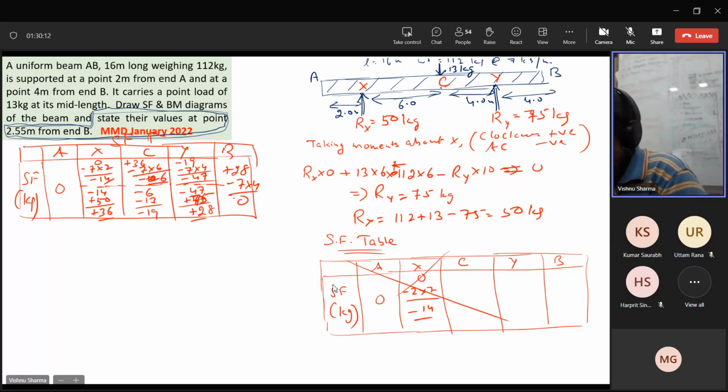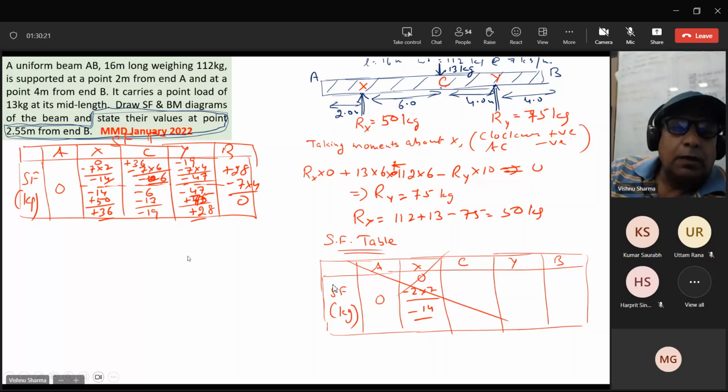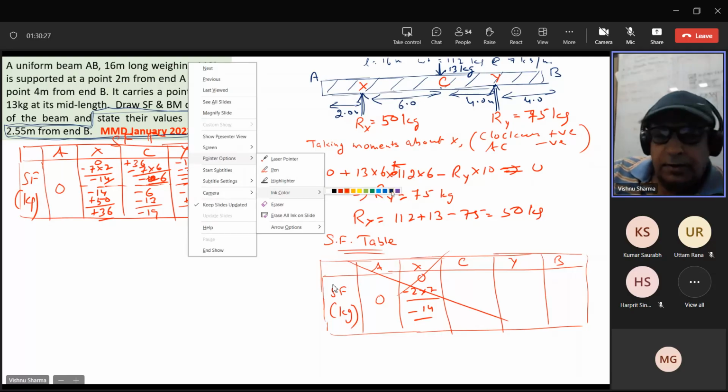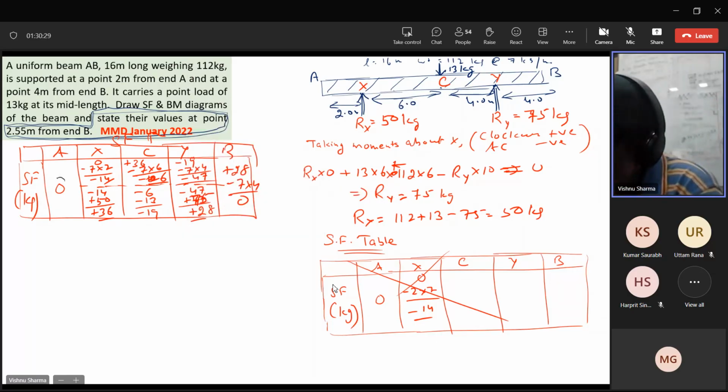Guys, it's 0, minus 14, plus 36, minus 6, minus 19, minus 47, plus 28, and 0. Correct? Yes, sir. If anybody has not got the values right, you need to see why you're not getting them right. These ones are the values. Minus 6, this one.